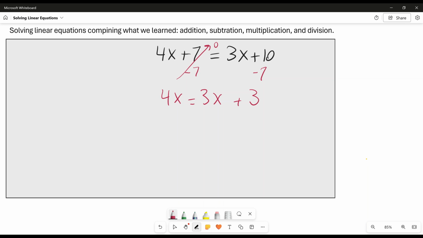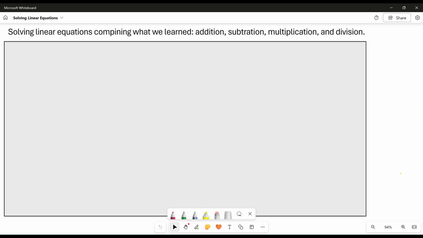Now I need to bring my variables together, and I have a positive 3x here. The opposite of that is a negative 3x. So I'm going to subtract 3x from both sides, giving me a 0 on this side, and 4x minus 3x will give me just 1x. The 1 is invisible, and on the other side I'll get 3. So that's my answer, x equal 3. Good job, you came that far. Let's move on and increase the level of difficulty.